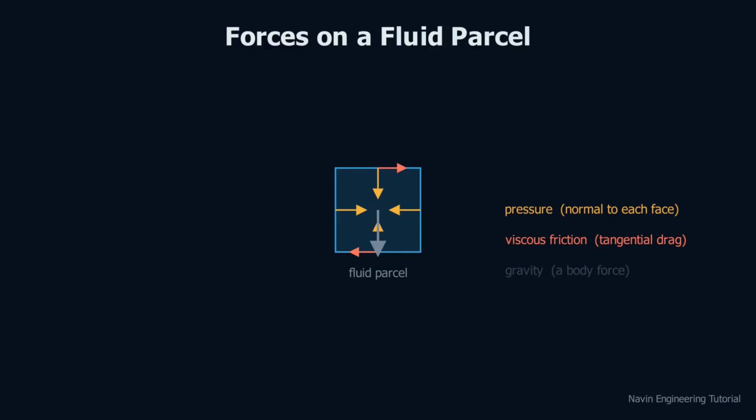Third, the parcel has weight. Gravity acts on every ounce of its mass directly, not through its surface. Forces of this kind, that act throughout the volume rather than on the boundary, are called body forces. Pressure and viscous friction act on the surface of the parcel, so we call them surface forces. Gravity acts on its mass, so we call it a body force. Every force in fluid mechanics falls into one of these two families. Now we know the forces.